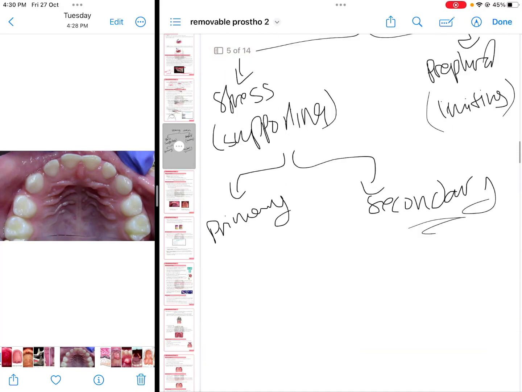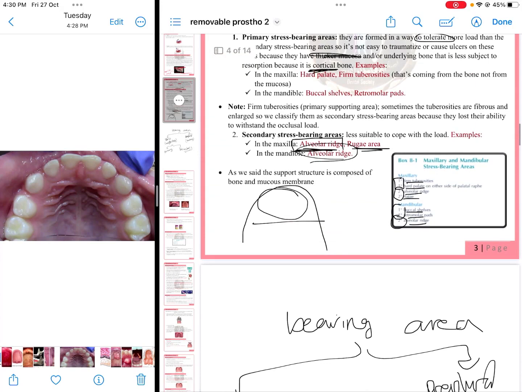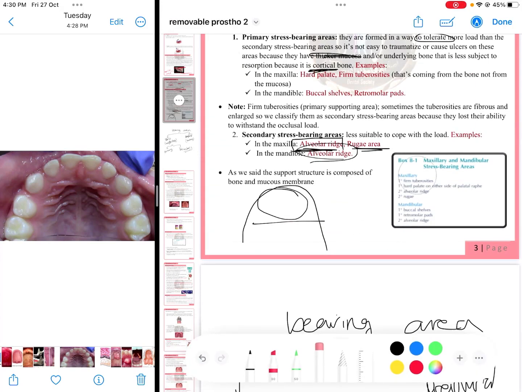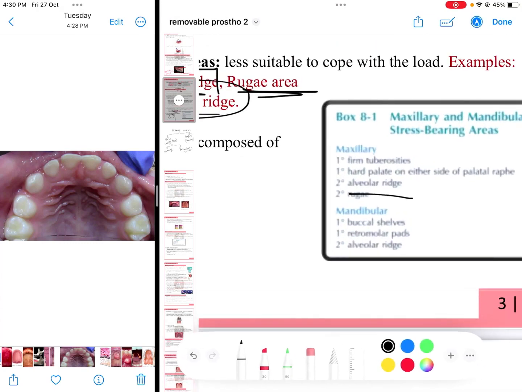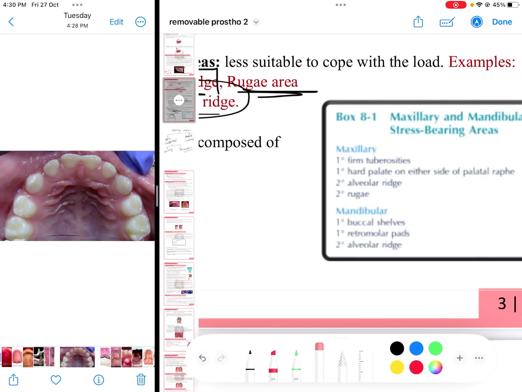Okay, now I want you to take into consideration something: which one of them is the main primary stress-bearing area in the maxilla? The main one is the hard palate, because as we said, sometimes the tuberosity becomes fibrous, so the main is the hard palate. And in the mandible, which one is the main? The main one is the buccal shelf area.